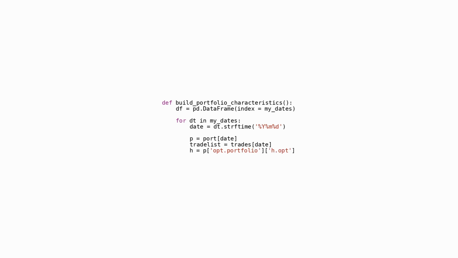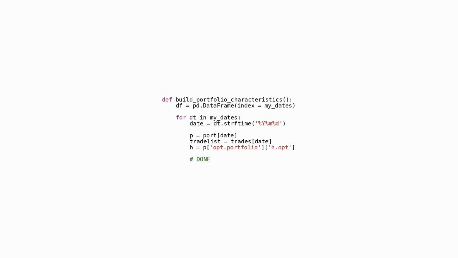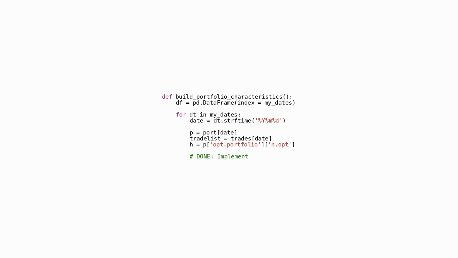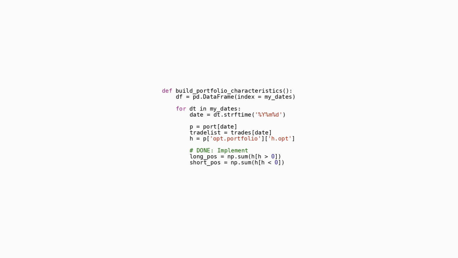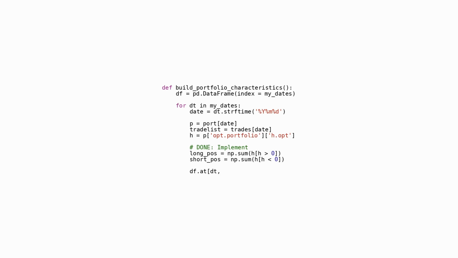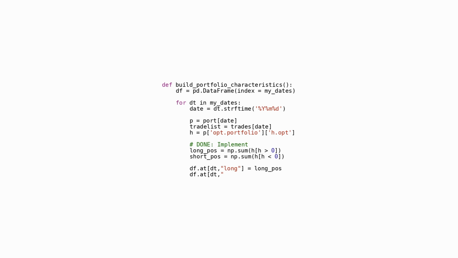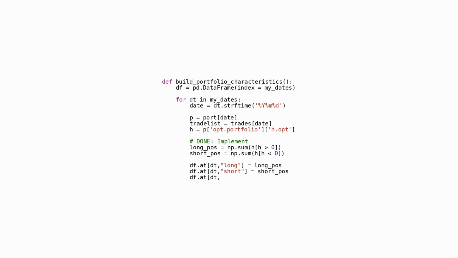Long_pus is the sum of positive holdings in the portfolio, representing the long positions. Short_pus is the sum of negative holdings, representing the short positions. Net is the net position, calculated as the sum of long and short positions. GMV is the gross market value, calculated as the sum of the absolute values of the long and short positions. Traded is the total traded amount, calculated as the sum of the absolute differences between the current and previous holdings.